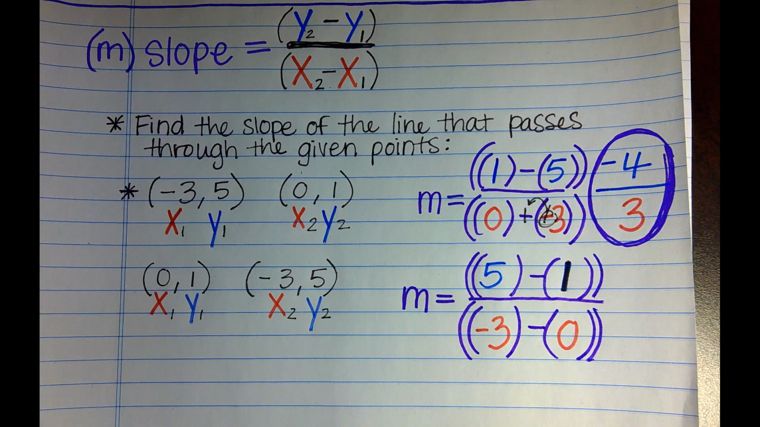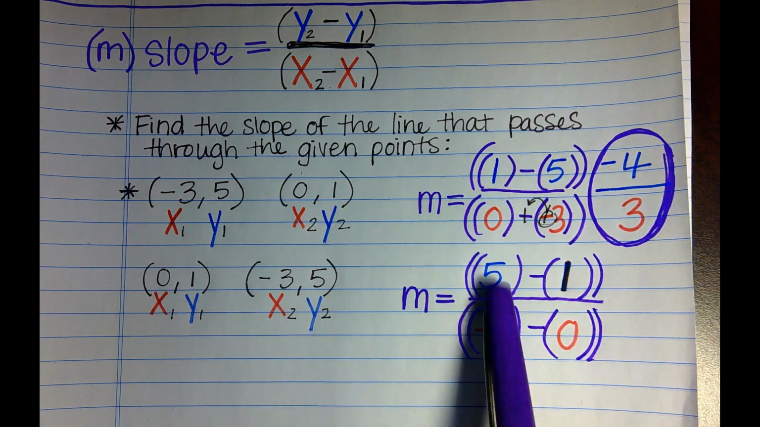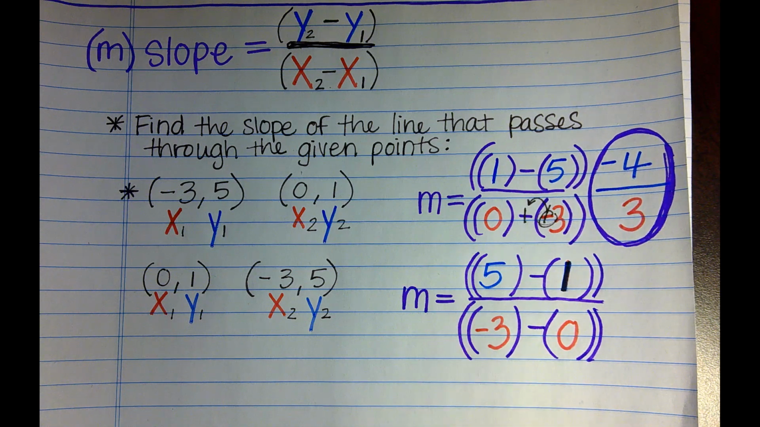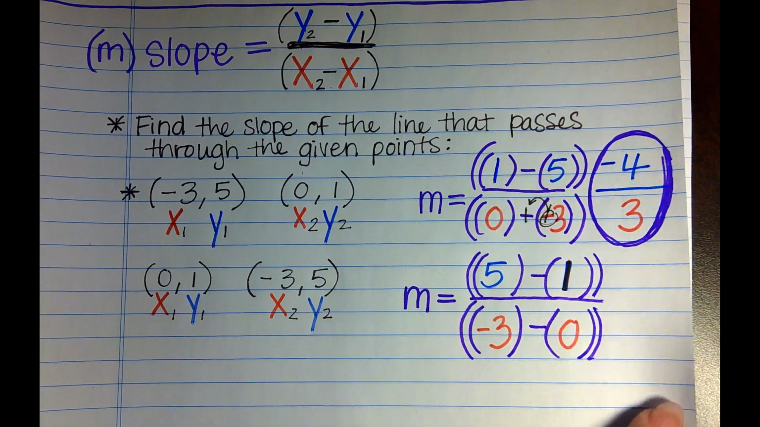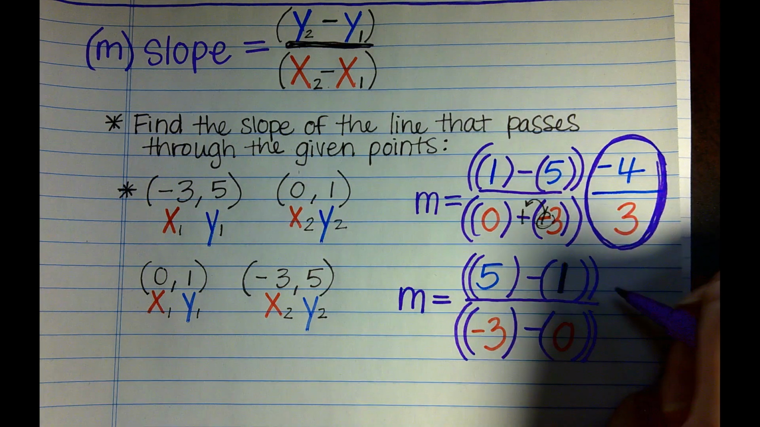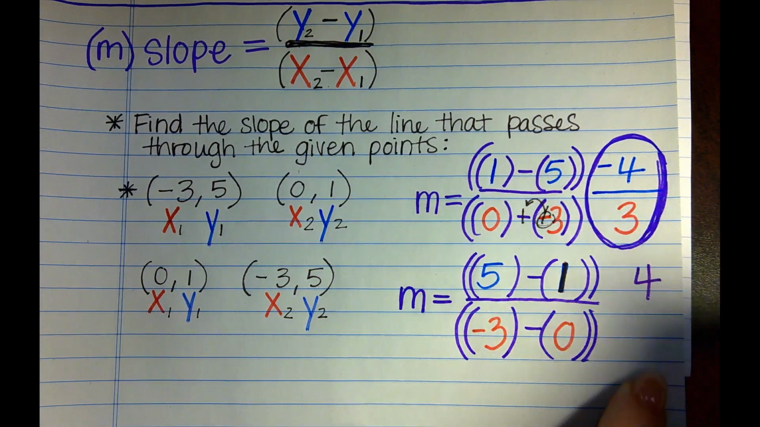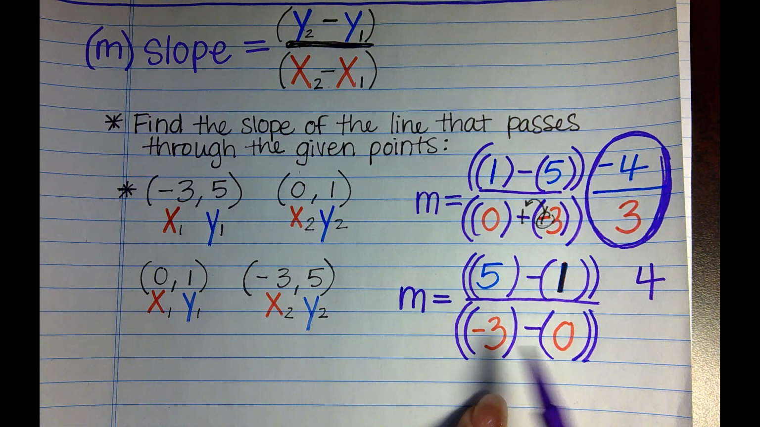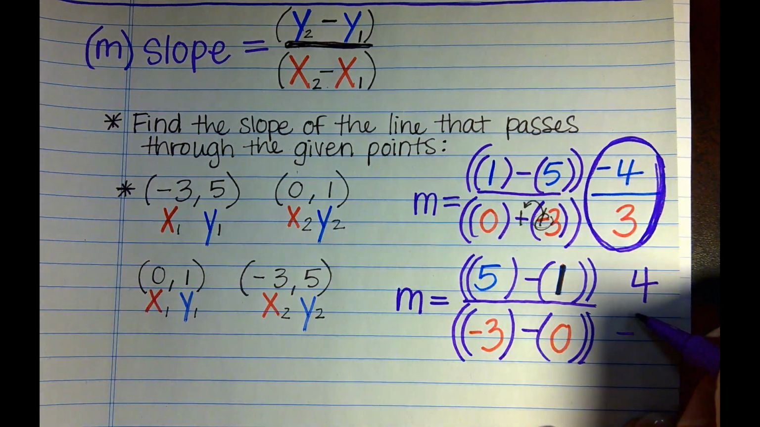Okay. So once we have our numbers plugged in, we just have to solve the top and the bottom. So the top, we have 5 minus 1. What is 5 minus 1? 4, positive 4. The bottom, I have -3 minus 0. What's that? -3.